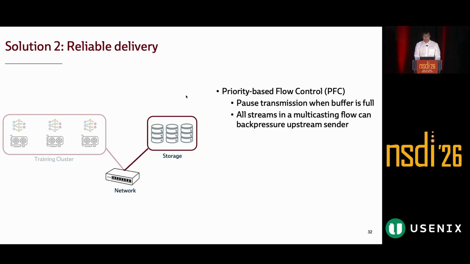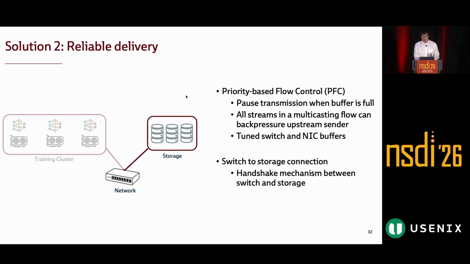In our implementation, we tune the switch and NIC buffer management to ensure optimal performance and losslessness at the same time. And for the storage to verify we have indeed received the full set of gradients, we implement a handshake mechanism between the switch and the storage and use sequence numbers to track data integrity. Forward error correction codes, or FECs, are further leveraged to ensure packet corruption doesn't happen.